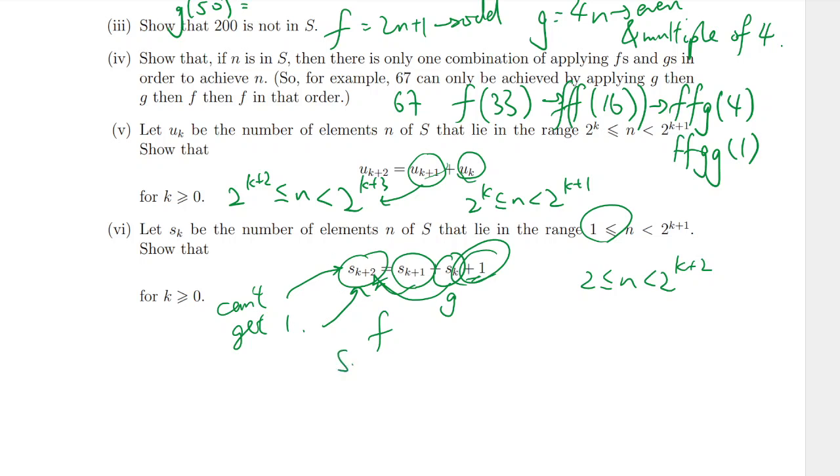So conclusion, S_{k+2} equals S_{k+1} plus S_k plus 1, because S_{k+1}, if you apply F to them, it gets you into S_{k+2}. If you apply G to S_k, it gets you into S_{k+2}. And you can't exclude the number 1, right? The number 1 itself, which can be obtained without doing any functions, is within the group S_{k+2} as well. So therefore, you're going to add 1 to take care of that. So that gives you the full expression. All right, okay, that concludes question 2.